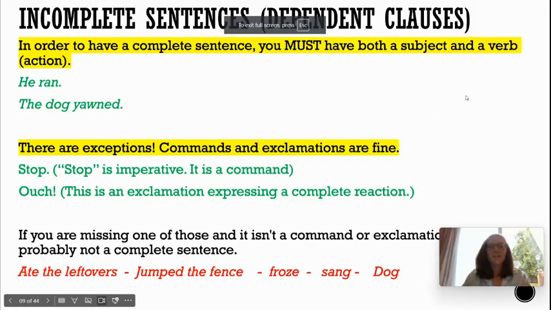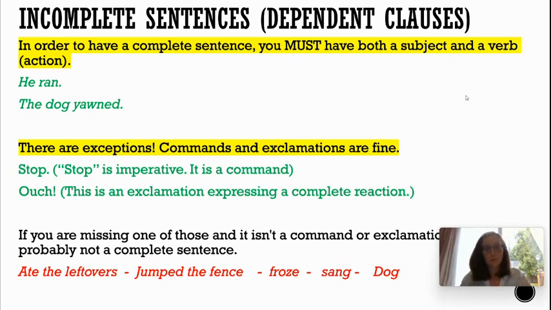Welcome back, everybody. In this lesson, we are going to discuss what makes something a dependent versus an independent clause. And just to start this out, a dependent clause means that it cannot stand on its own. It depends on another clause in order to finish the thought.